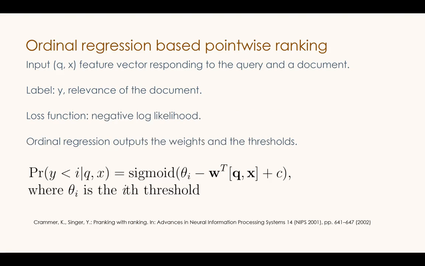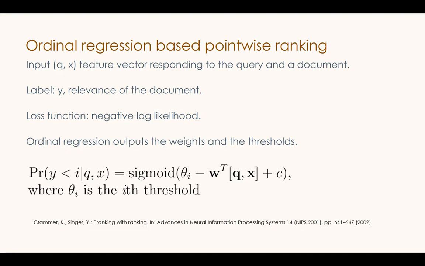So the next category is ordinal regression-based pointwise ranking. You can think of the labels as ordinals, so they have an order, right? So 0 is less than 1, less than 2. For this kind of regression, the input is the same, the pair of query features and document features. The label is, as I mentioned, probably 0, 1, 2, 3, these kinds of ordinal numbers. And for the loss function, a lot of times we use negative likelihood.